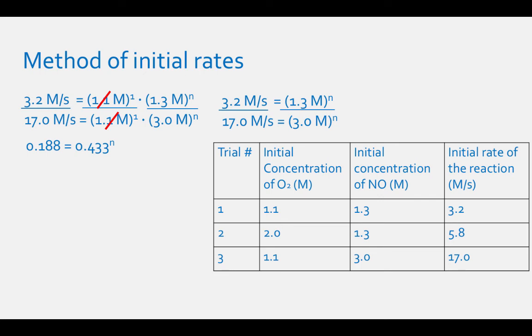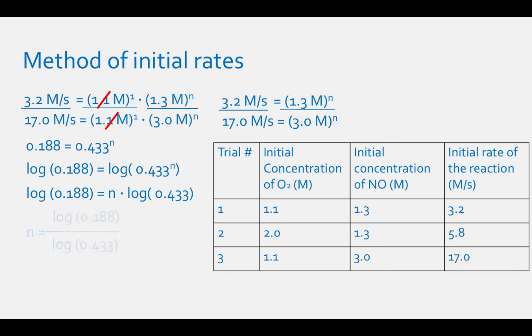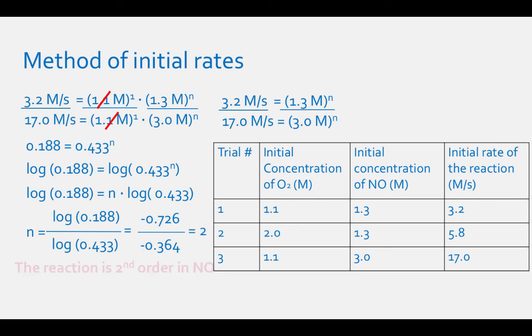To find what n is, take the log of both sides. Then we have log of 0.188 equals log of 0.433 raised to the n power. The n comes out because of the rules of logs, which states that the log of a number raised to n will equal n times the log of that number. So therefore, n equals the log of 0.188 divided by the log of 0.433, which equals negative 0.726 divided by negative 0.364. N therefore equals 2. So the reaction is second order in NO concentration.